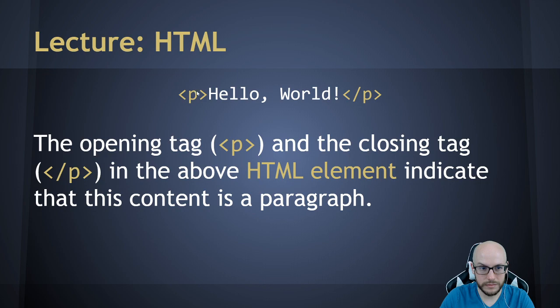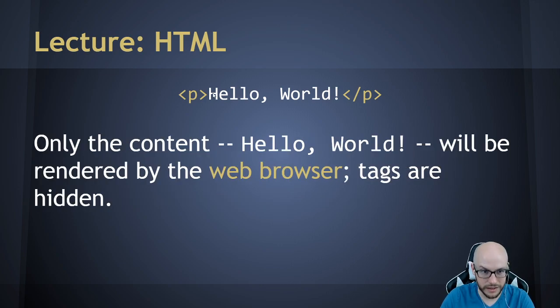The P's, these are my tags, right? They mark the beginning and end of this. The stuff in between the tags is considered content. So the opening and closing tag in the above HTML element indicate this content is a paragraph. Only the content, that is hello world, will be rendered, that is displayed by the web browser. Tags are hidden. So this tag, this is the annotation that we're talking about. I'm annotating this content with paragraph tags. The actual tags themselves won't show up. That is basically just for the computer to interpret. What will show up is the content that's inside of it.